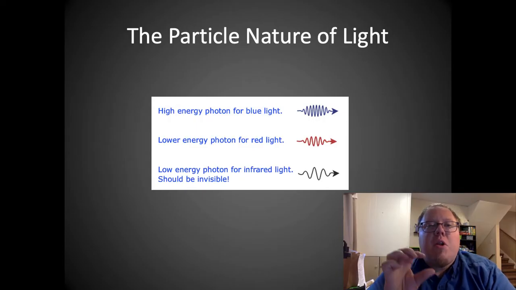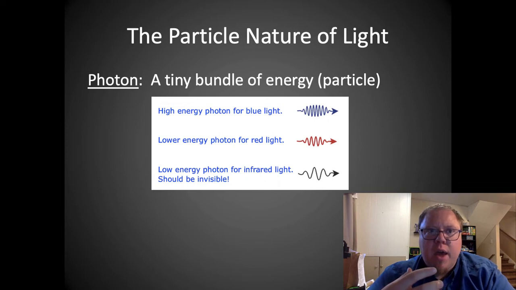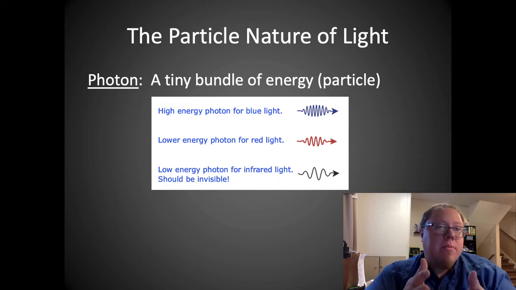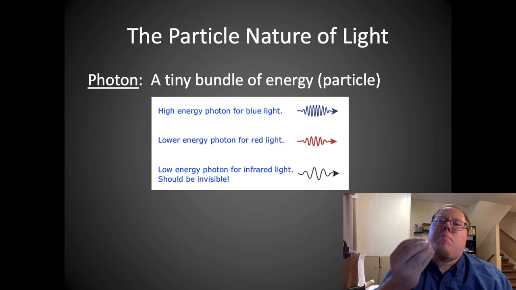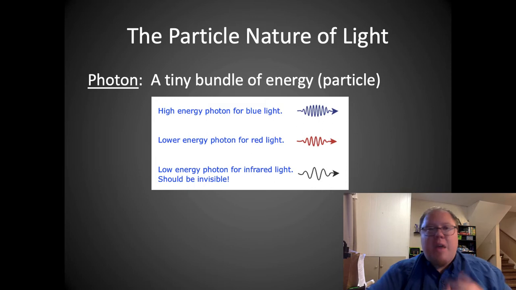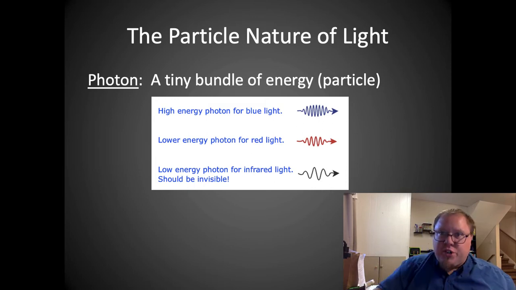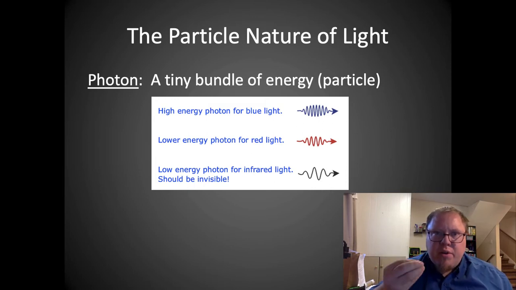So these little packets or particles of light, we call them photons, okay? Just like we have atoms, we have photons. A photon is just a tiny little particle or bundle of energy. It doesn't have any mass. It doesn't take up any space. It's energy, but it's like a little bundle of energy.